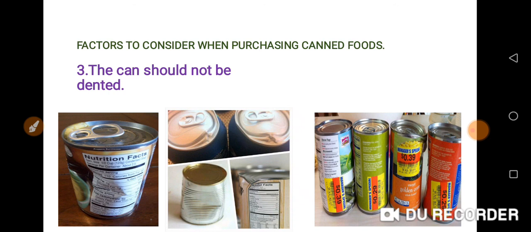So whenever you want to buy any canned food, always make sure you check all this. The can must not be bulging. Check the expiry date and the manufacture date, and also the can should not be dented.